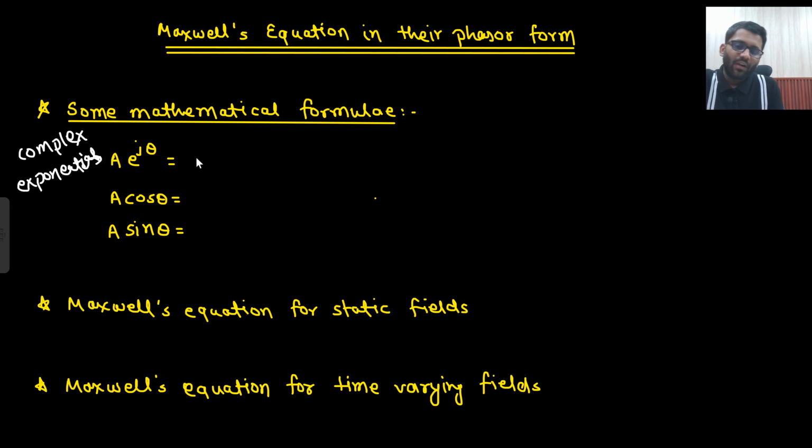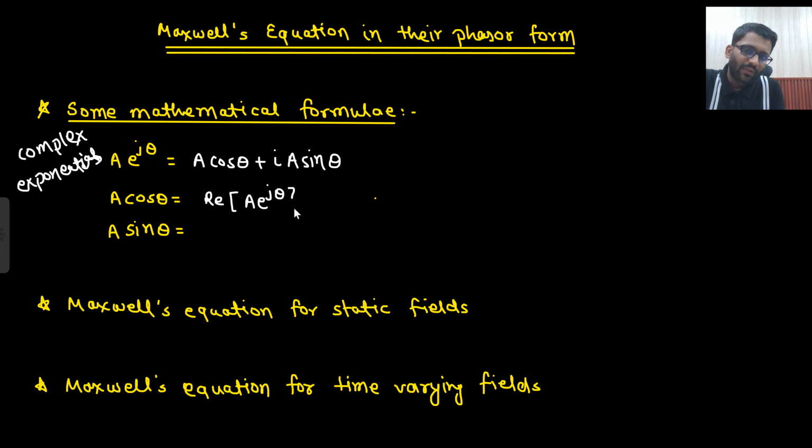How can we write it down? e to the power j theta can be written as cos theta plus j sin theta, and A will be multiplied. A cos theta, can I write it as the real part of A e to the power j theta? You can call it j as well, you can call it iota as well. Let's call it j. A cos theta is the real part, and can I write the imaginary part of A e to the power j theta as A sin theta? So this is known as complex exponential.